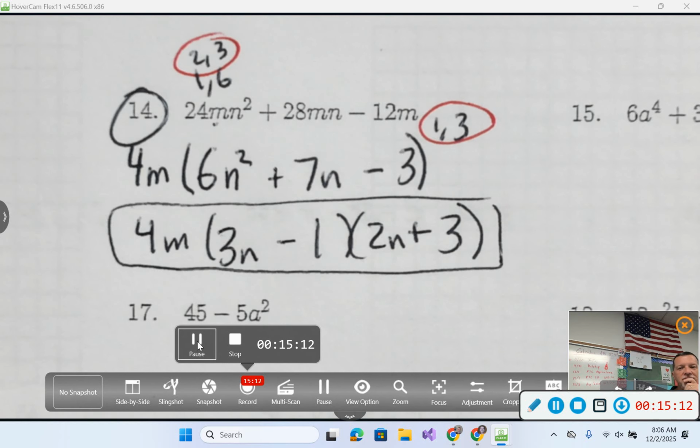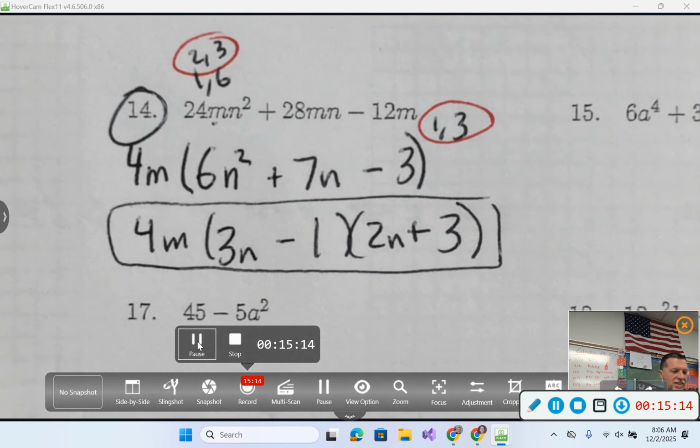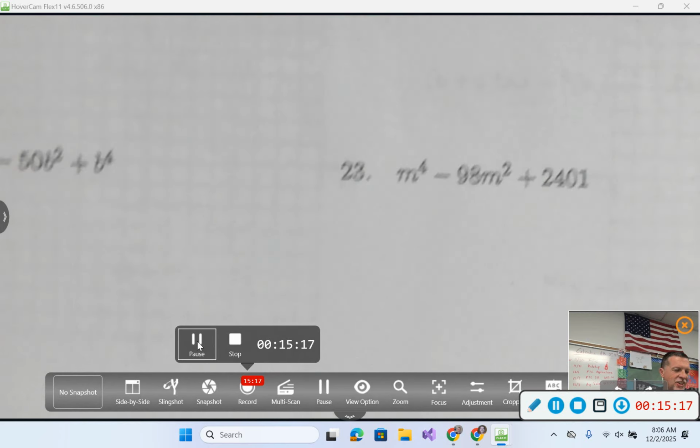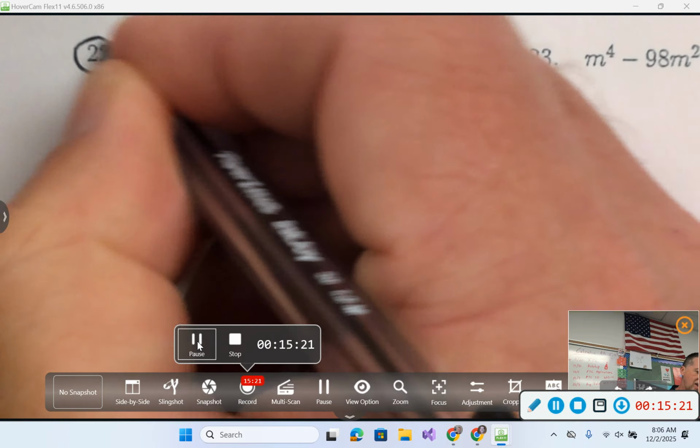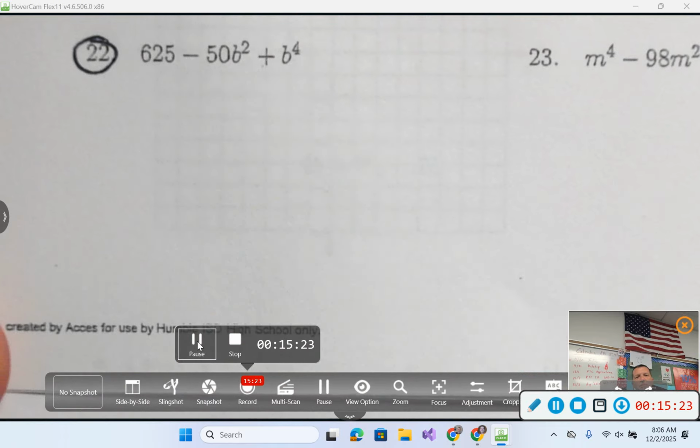Yes, no, maybe. Let's look at 22, picking out some weird ones to look at. What would you say looks weird about 22? It's not in the right order.